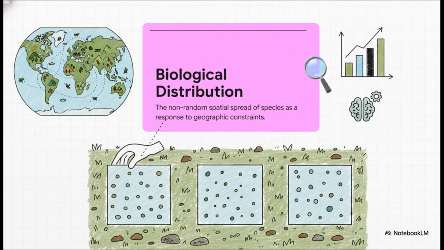So let's break this down a bit. Biological distribution is formally defined as the non-random spatial spread of species. It's essentially a strategic response to geographic constraints and biological interactions. And ecologists don't just go out into the field and guess at these patterns. They use a systematic sampling frame called a quadrat, basically a square tool they lay on the ground to measure exactly how species arrange themselves. This simple tool takes us straight from qualitative guesswork right into data-driven hard science.